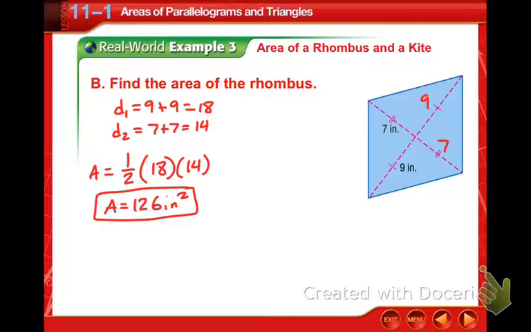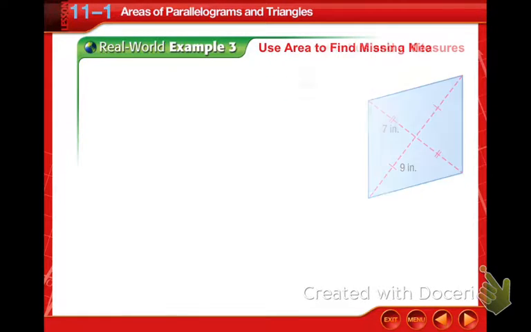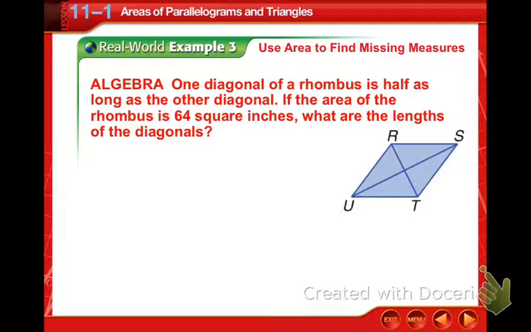Alright, so now we got one more example problem. This one is a bit different. Now we're trying to find what our diagonals are, working backwards basically, if we're given the area. So here's our rhombus. We know the area is 64 square inches. We want to find the diagonals, knowing that one diagonal is half as long as the other diagonal. So that means that we have diagonal 1. We don't know what it is, right? But we know that diagonal 2 is 1/2 of diagonal 1. Okay? We know our area is 64.